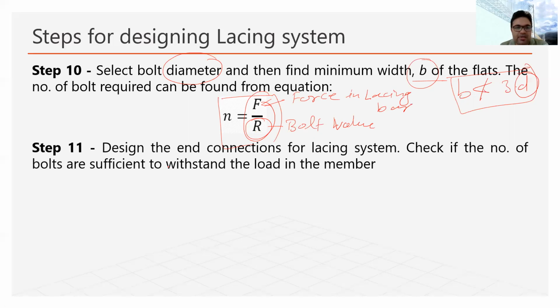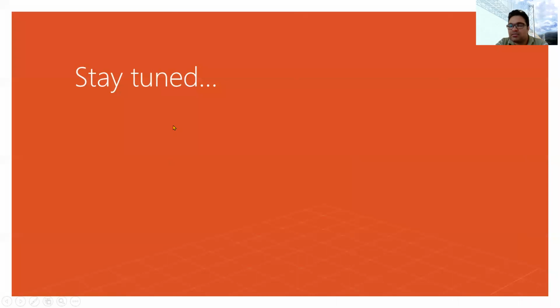Then in step 11 we will design the end connection for the lacing system and we will check if the number of bolts are sufficient to withstand the load in the member. So this is the process that we will follow to design the lacing bars. So in the next part we are going to solve the same example that we have solved earlier, example 1, and this time we are going to design the lacing system for the same example.